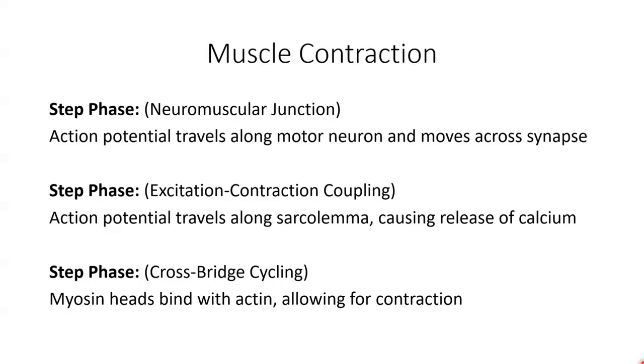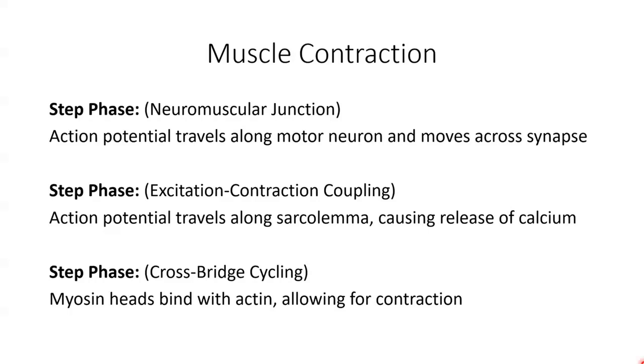Phase 1 is the events that occur at the neuromuscular junction. And the neuromuscular junction is just the junction or the synapse between a motor neuron and a muscle. Here, an action potential travels along the motor neuron and then moves across the synapse to innervate the muscle.